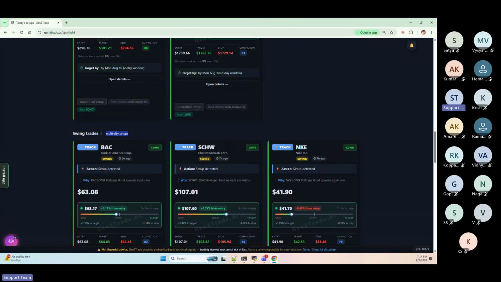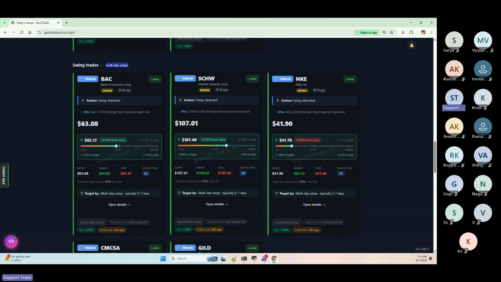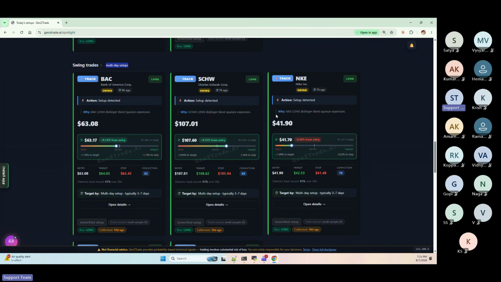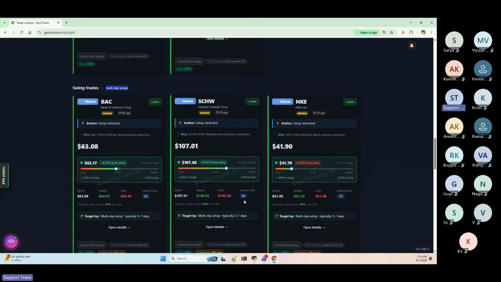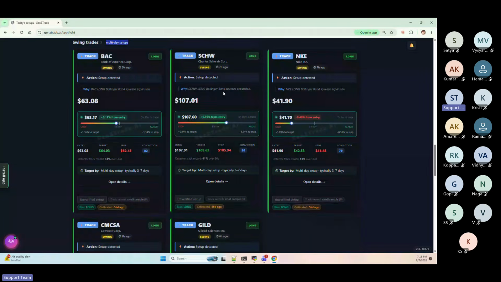Swing trading is a multi-day setup, right? It says it's typically 3 to 7 days. That means you buy today and wait one, two, three, or four days for the stock to hit the target. If you take an example, SCHW, Charles Schwab, it alerted at 107, and the target is 108.